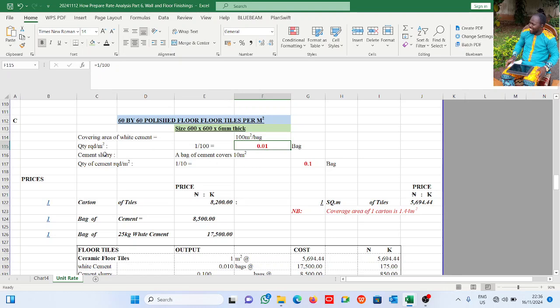And we'll be needing cement slurry, right? You know, when you're laying tiles, practically you have your tile, cement slurry is a mixture of just cement and water.